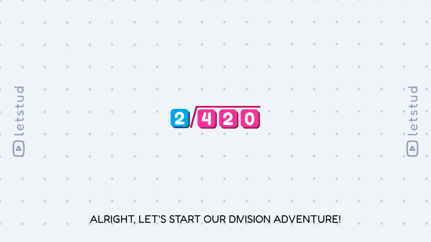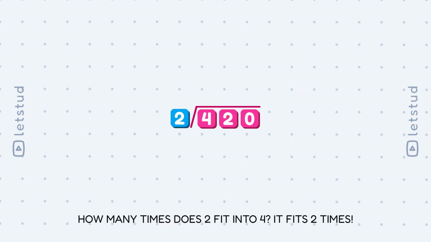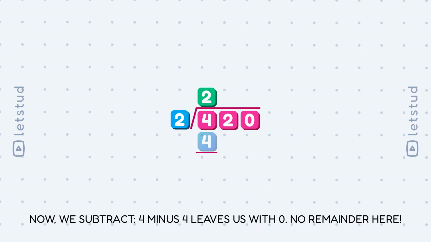Alright, let's start our division adventure. We look at the first digit of 420, which is 4. We'll use this digit for now. How many times does 2 fit into 4? It fits 2 times. Let's check. 2 times 2 is 4, perfect. Now we subtract. 4 minus 4 leaves us with 0, no remainder here.